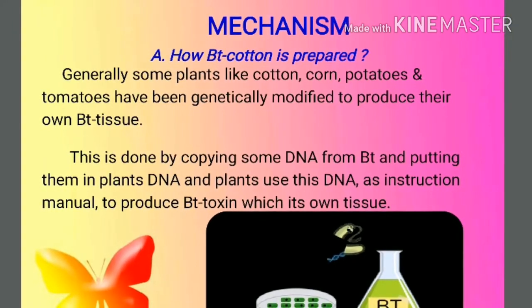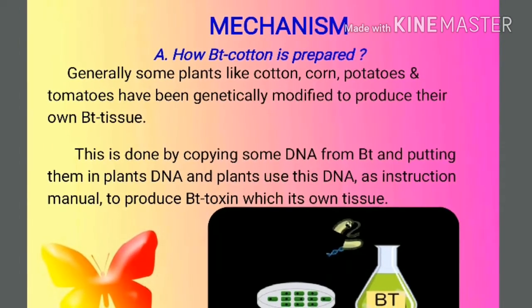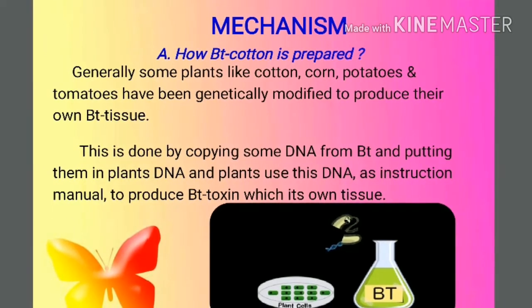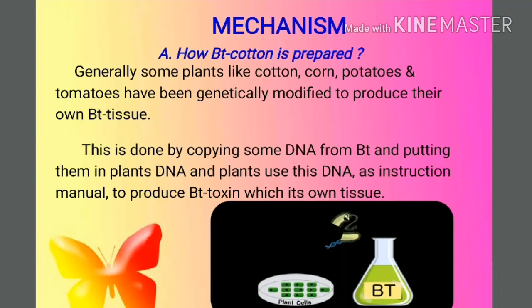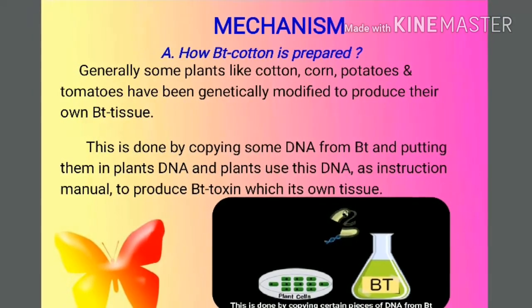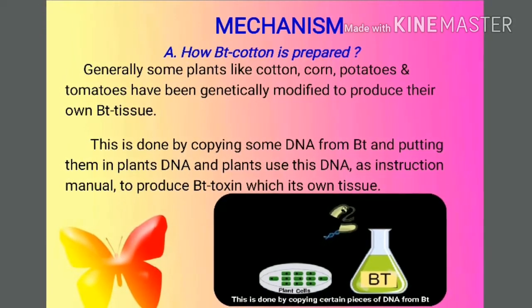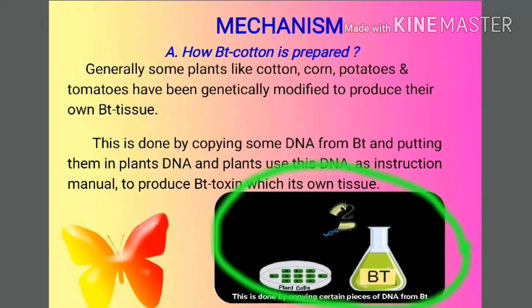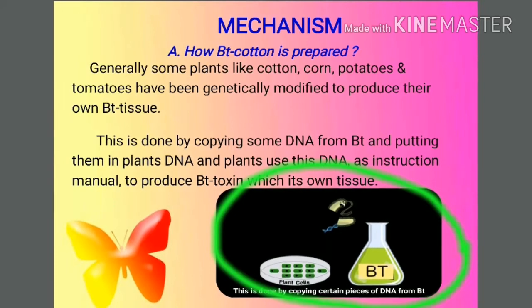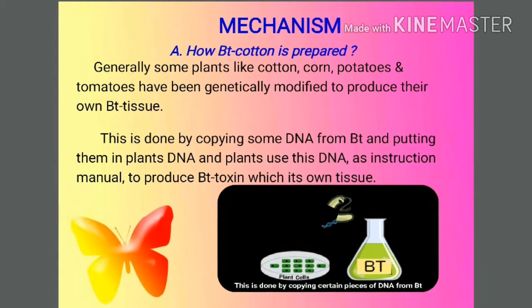Generally, some plants like cotton, corn, potato, and tomato have been genetically modified to produce their own BT toxin. What have scientists done? Scientists copy some DNA from BT and insert it into the plant's DNA, and the plant uses this DNA as an instruction manual to produce BT toxin within its own tissue. You can understand the mechanism of BT cotton preparation by looking at this diagram, showing how BT cotton is prepared in a laboratory by genetic engineering processes.